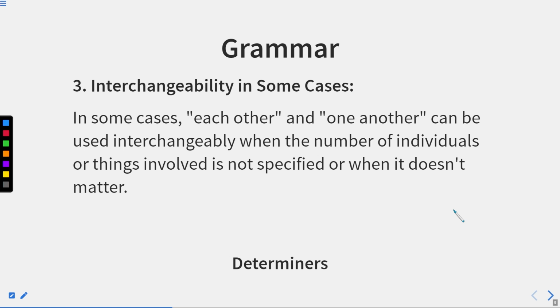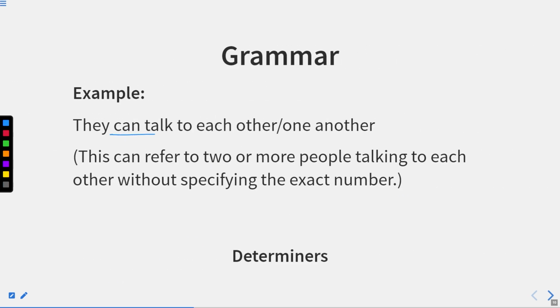Interchangeability in some cases. In some cases, each other and one another can be used interchangeably when the number of individuals or things involved is not specified. Now this is the key part. Or when it does not matter. They can talk to each other or they can talk to one another. Both are correct. This can refer to two or more people talking to each other without specifying the exact number.